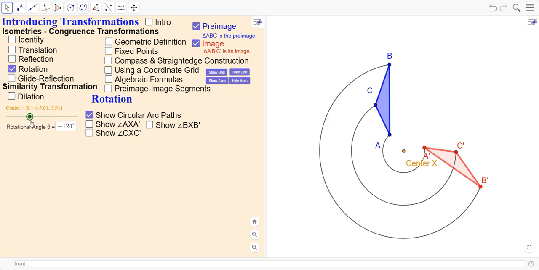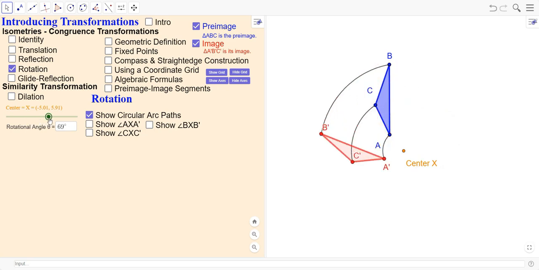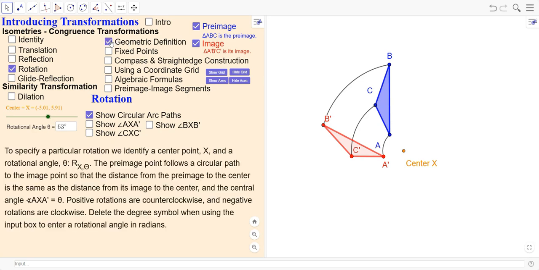Okay, so let's say 46 degrees. Let's go a little bit bigger. Let's say 66 degrees, 63 degrees. That's good. So what is the geometric definition? To specify a particular rotation, we identify a center point x and a rotational angle theta. R sub x theta is how we would do that.